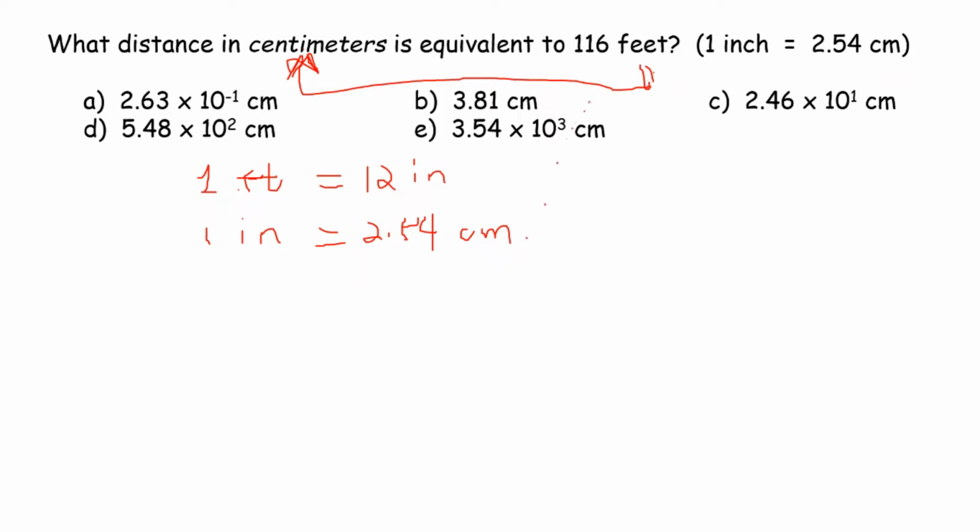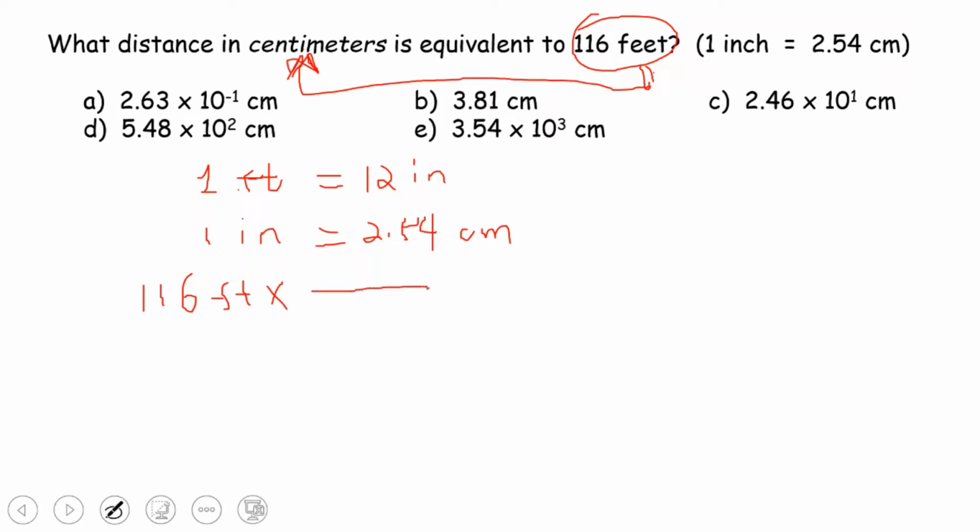Okay, we start with what we know. What do we know? We know 116 feet. So start from there. 116 feet. So first, we need to convert from feet to inches, or from foot to inch. Converting from, put that on bottom. So you see that unit of foot can be cancelled. Then from foot to inch.